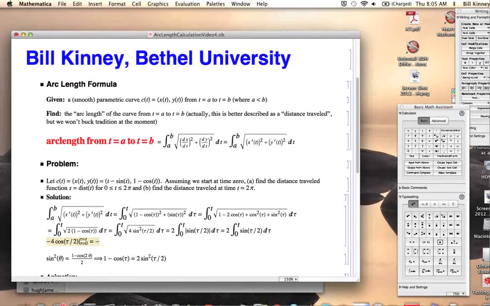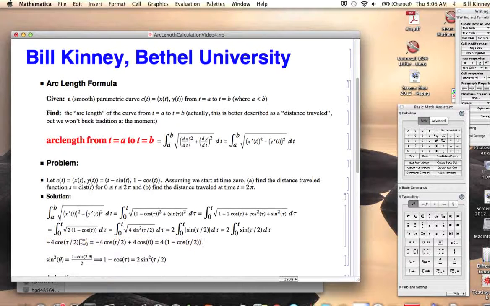Now plug in first t, and then subtract what you get when you plug in tau equals 0, which means adding a negative, or subtracting a negative, so you add. Cosine of 0 is 1. So ultimately here it looks like we get 4 times 1 minus cosine of t over 2, or you could multiply the 4 back through again, it doesn't matter. This would be our distance traveled function.